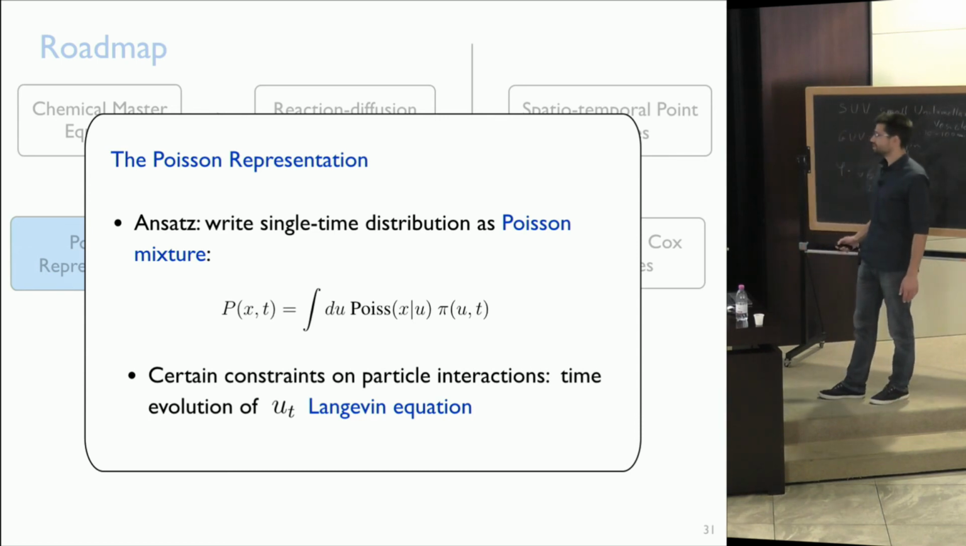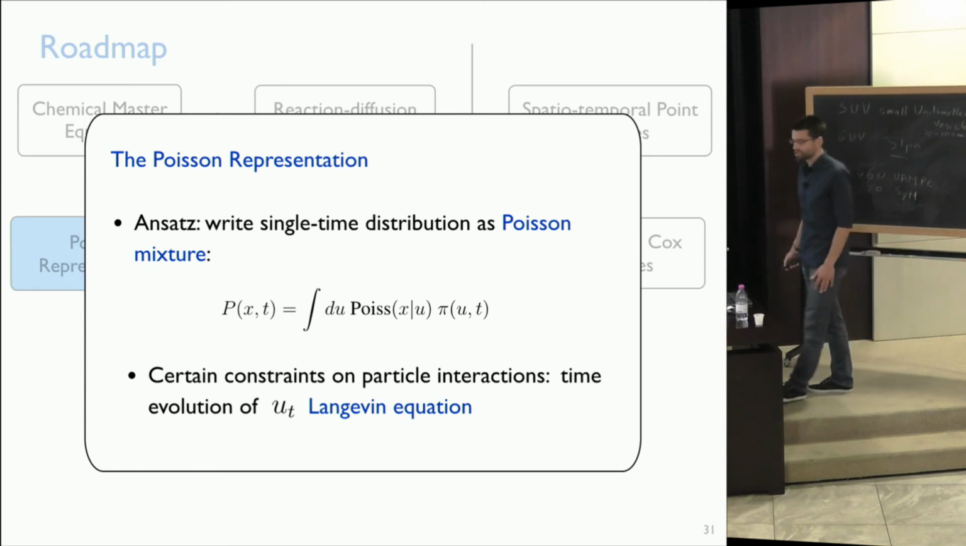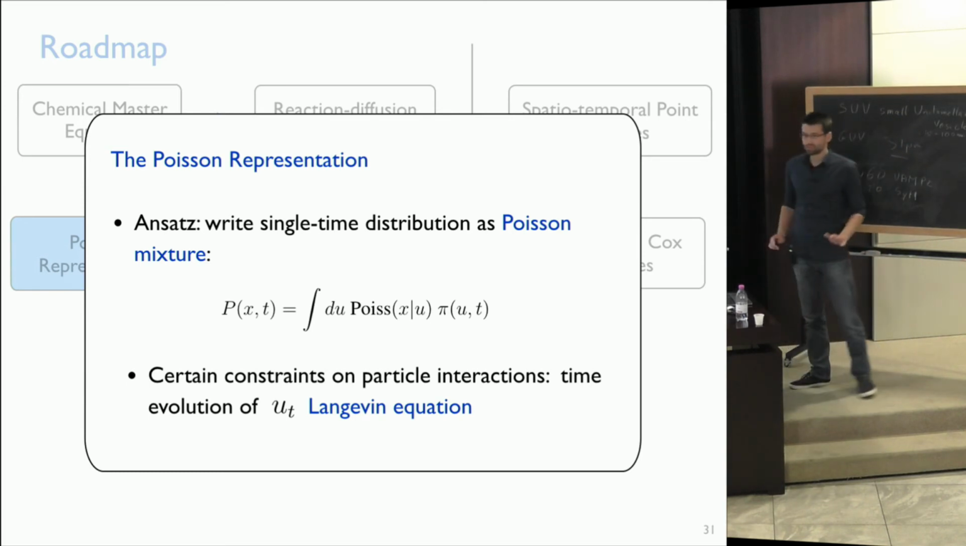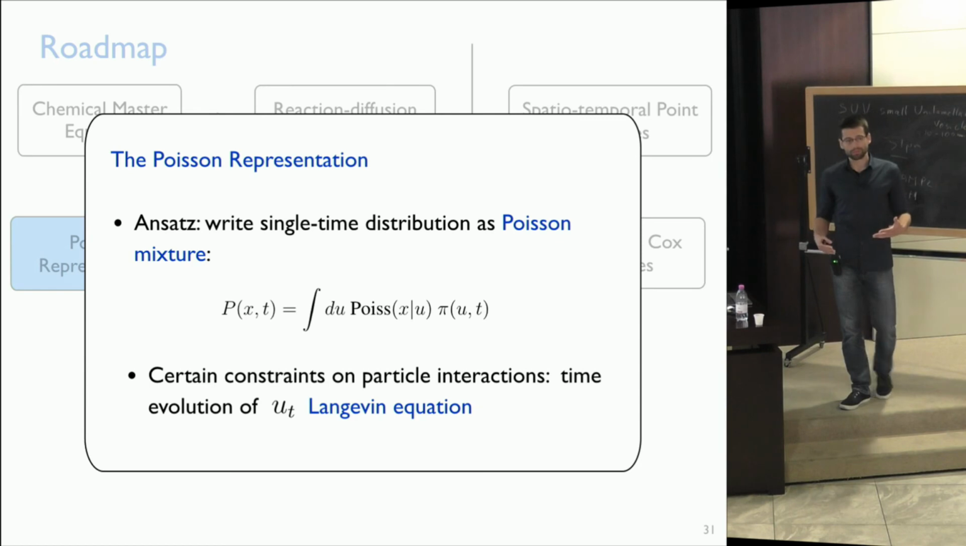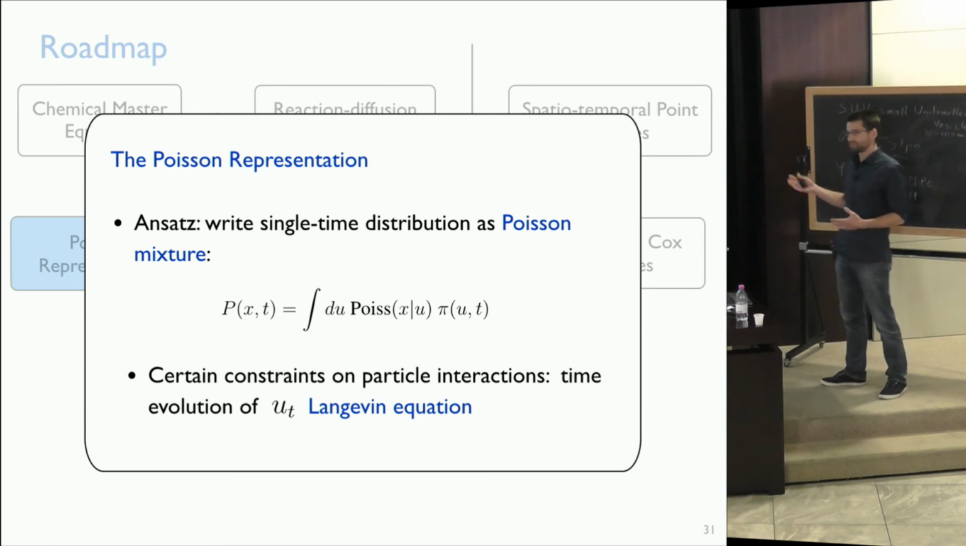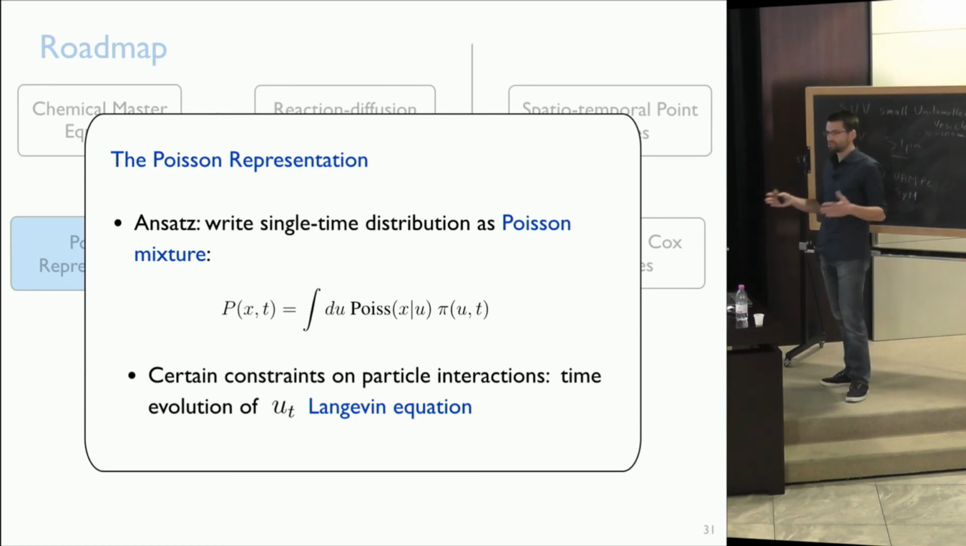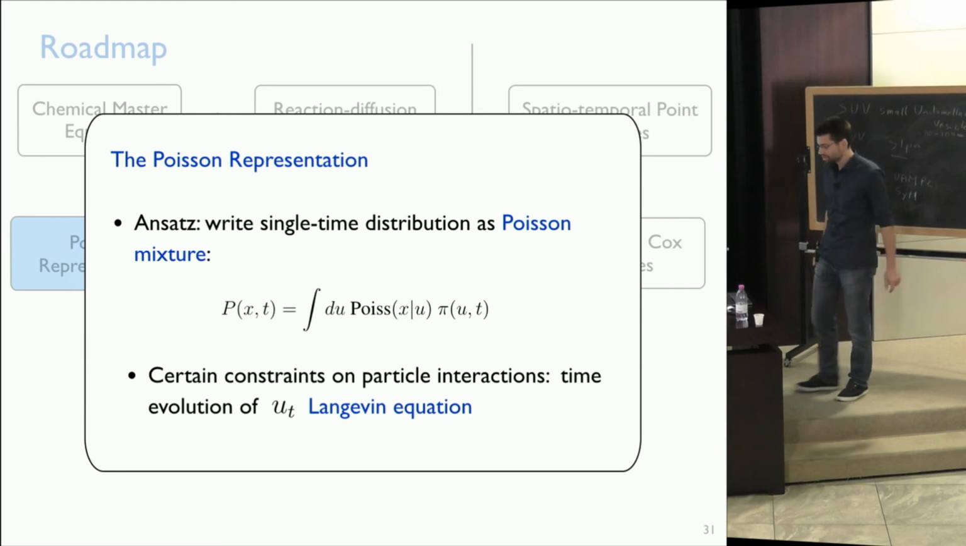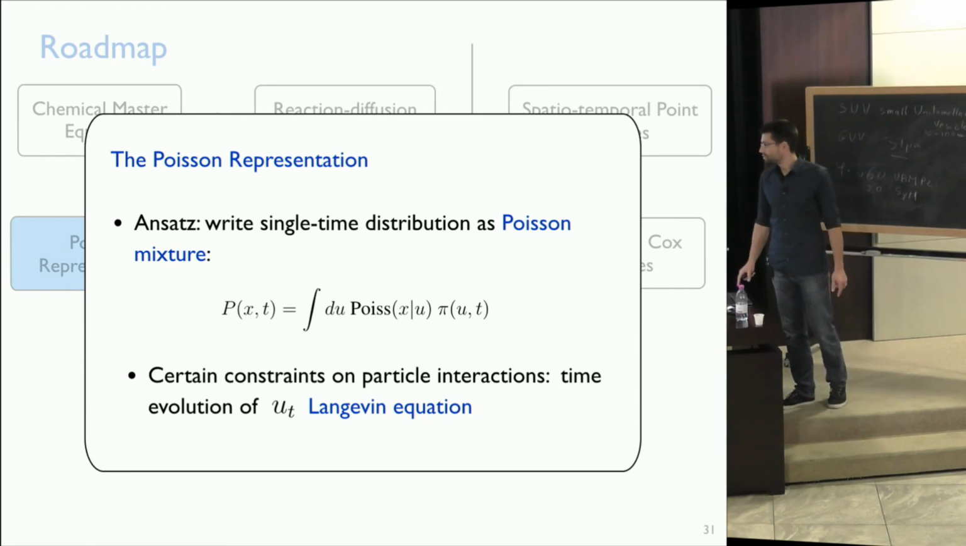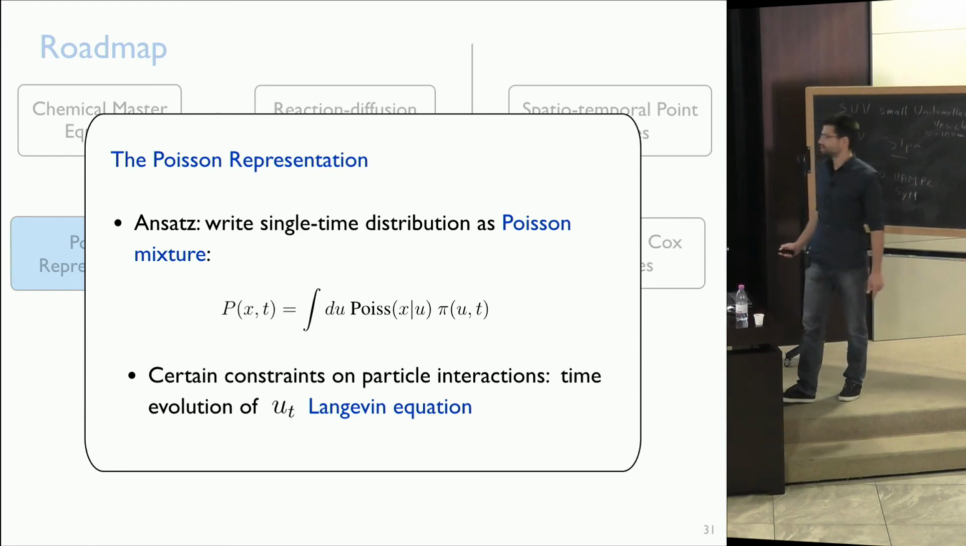And plugging this ansatz into the master equation shows that the Poisson variable u is itself a stochastic process governed by a Langevin equation or stochastic differential equation. And this is exact. There's no approximation. So in principle, one can, by doing this, map the discrete process underlying the master equation to a continuous process. However, one has to mention that in general, this variable becomes complex valued.